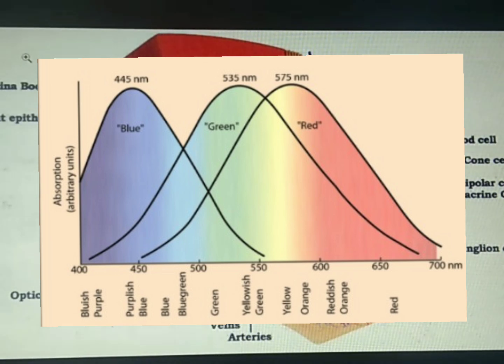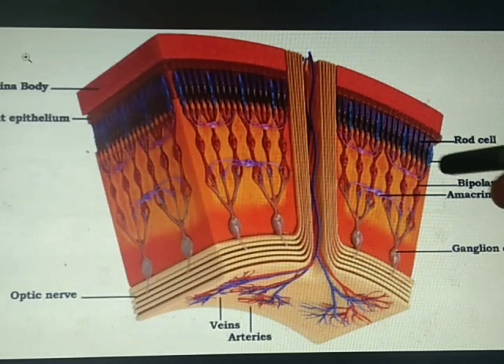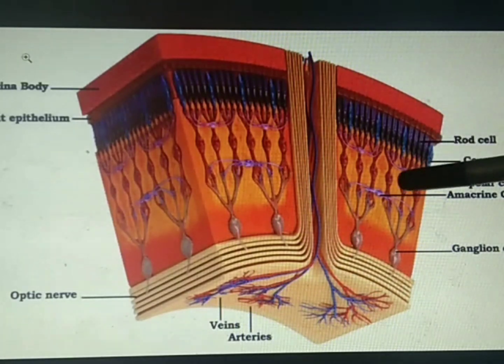Now if you see, all these green, red and blue are primary colors, which when combined form white color. So because of the combination of red, green and blue, we get different colors, and we see different colors in this world. So again, from the cone, the impulse generated will go to the bipolar cell, ganglion cell, and from the optic nerve it will go to the brain.